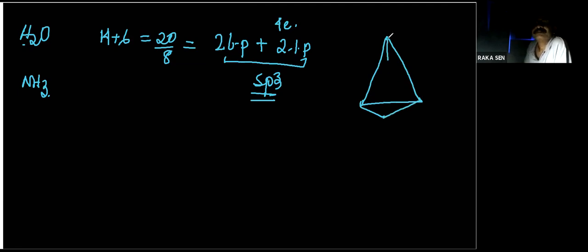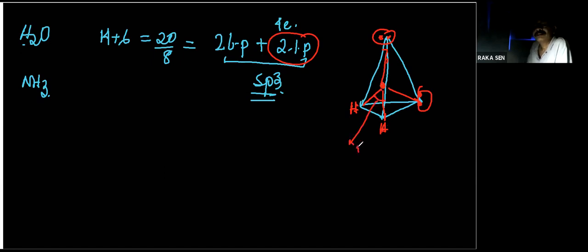So out here sp3. That means out here what I have got? My oxygen is out here. This is my oxygen. This is my hydrogen. This is my hydrogen. 2 lone pairs. So this will be my bond. So I've got 2 hydrogens out here.